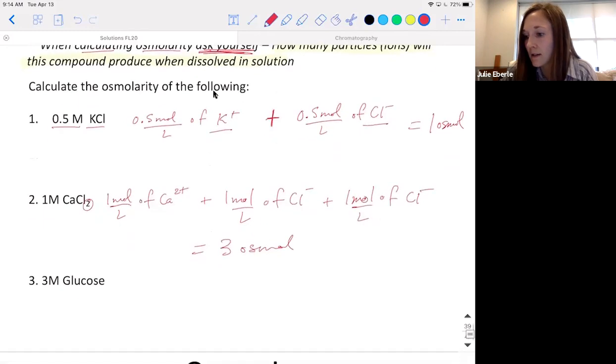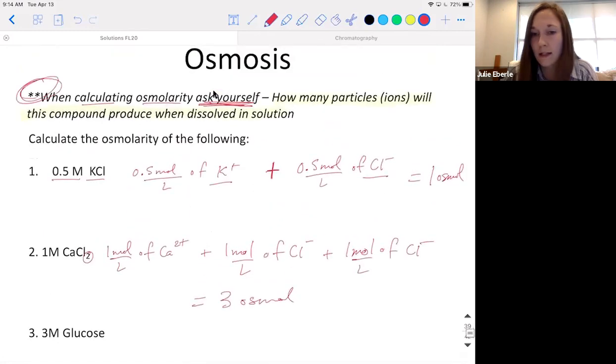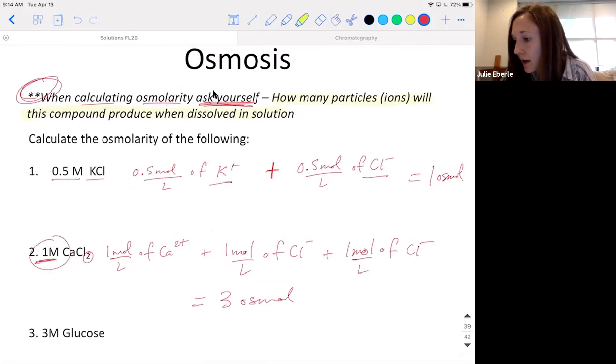Again, I think this is key up here. When calculating this, just identify how many different particles am I going to get from this compound. And then look at the concentration. Apply that to every particle. We carried the 1 molar into every particle. And then you just add them all up. That'd be 3 osmoles.